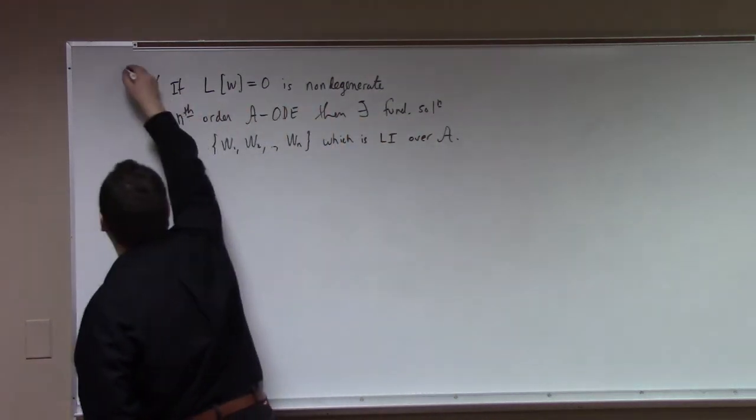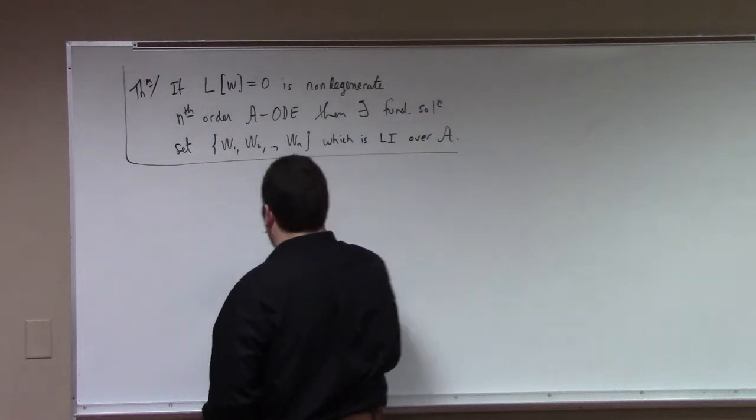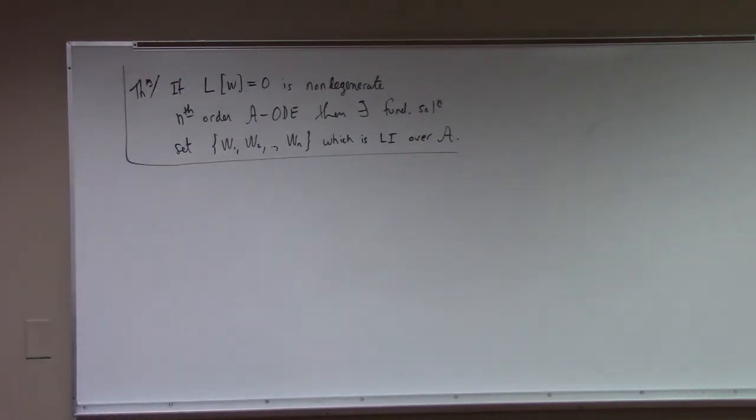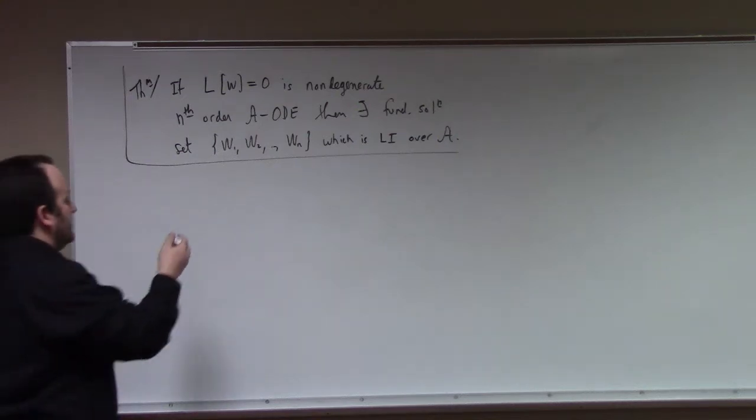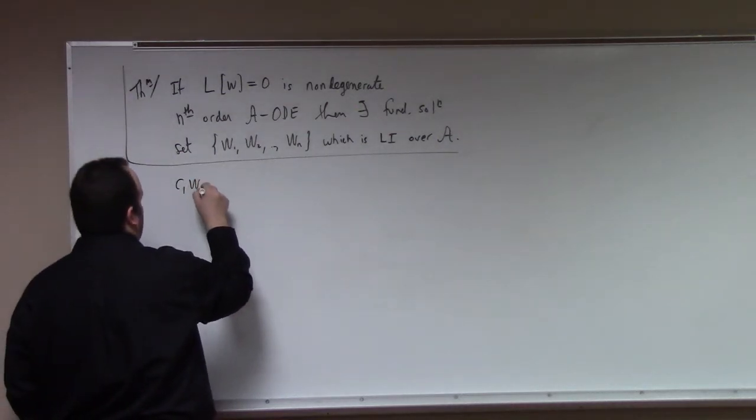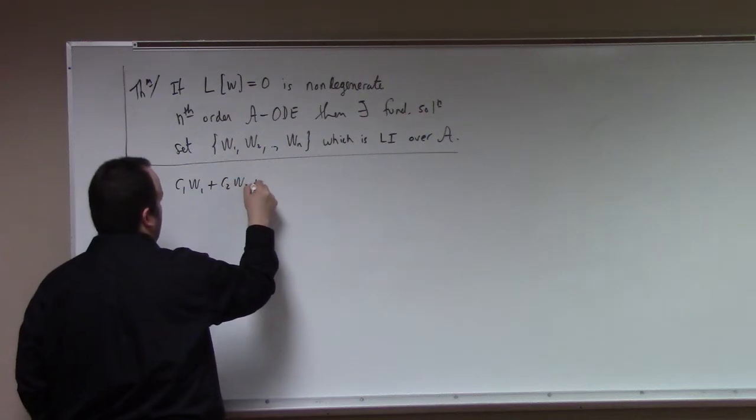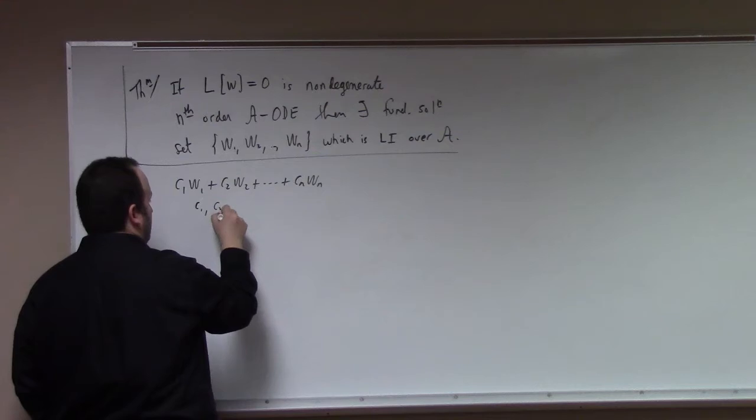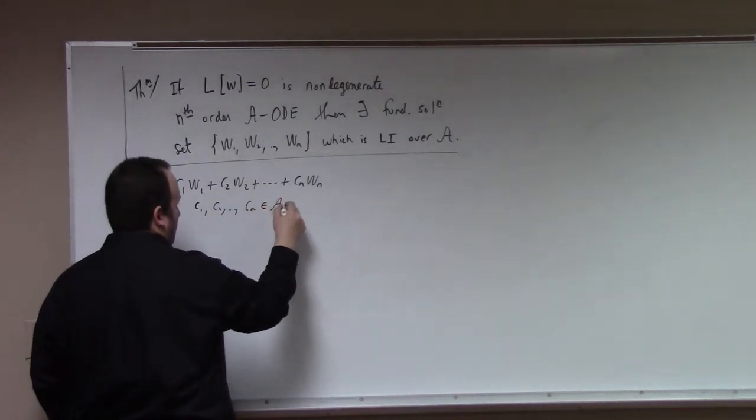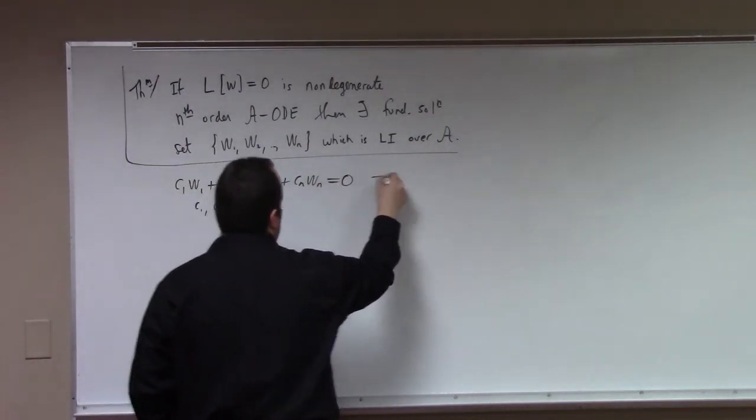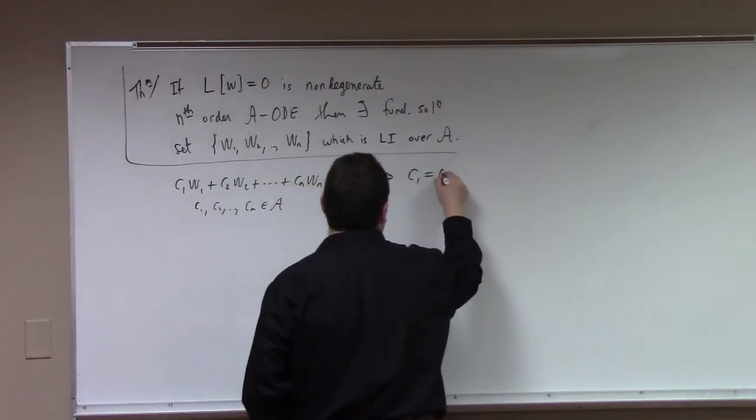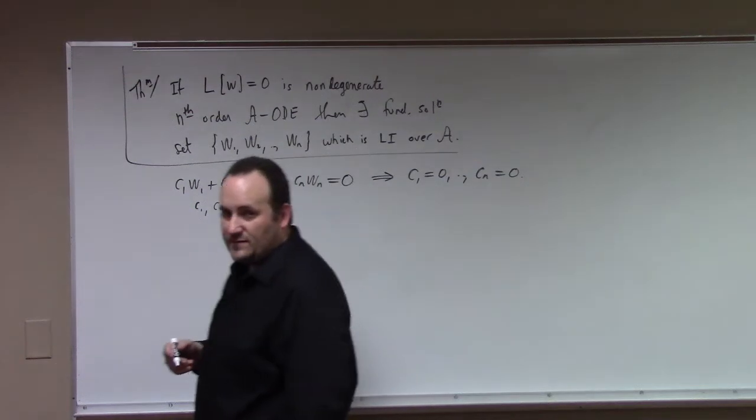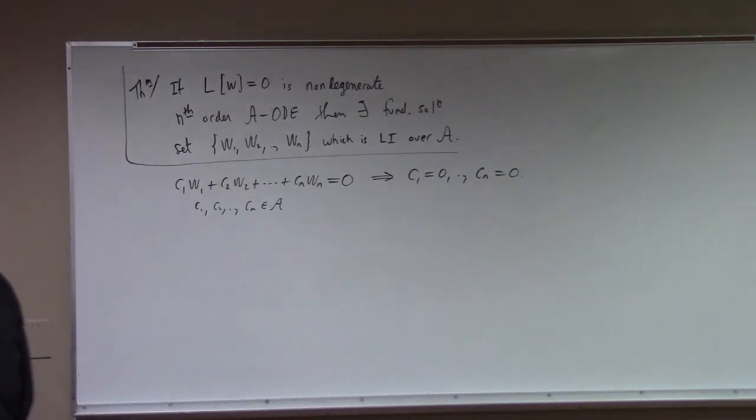It's not real linear independence I'm talking about. It's linear independence with respect to the A module. In other words, if you have C1 W1 plus C2 W2 plus through Cn Wn, where C1, C2, through Cn are elements of the algebra, and that's equal to 0, then that implies that C1 through Cn are 0. That's the kind of linear independence I'm talking about here. It's a linear independence with respect to the algebra.